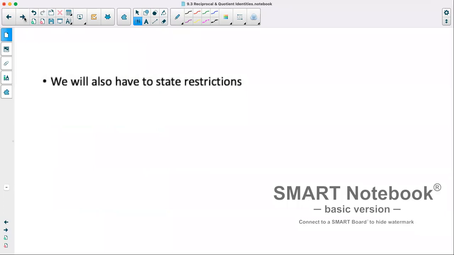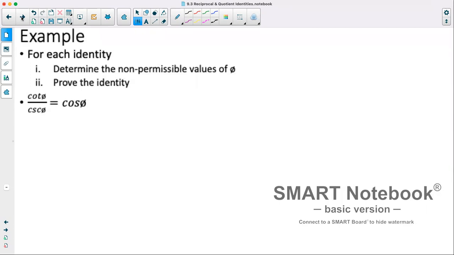Okay, so with these, we also will sometimes have to state restrictions if required, if the situations arise. So for example, for each identity, determine the non-permissible values of our angle and then prove the identity. Okay, so this one, cotangent is the same as cos over sine, so therefore sine theta cannot equal 0. And this one would be 1 over sine, so same thing, sine theta cannot equal 0.